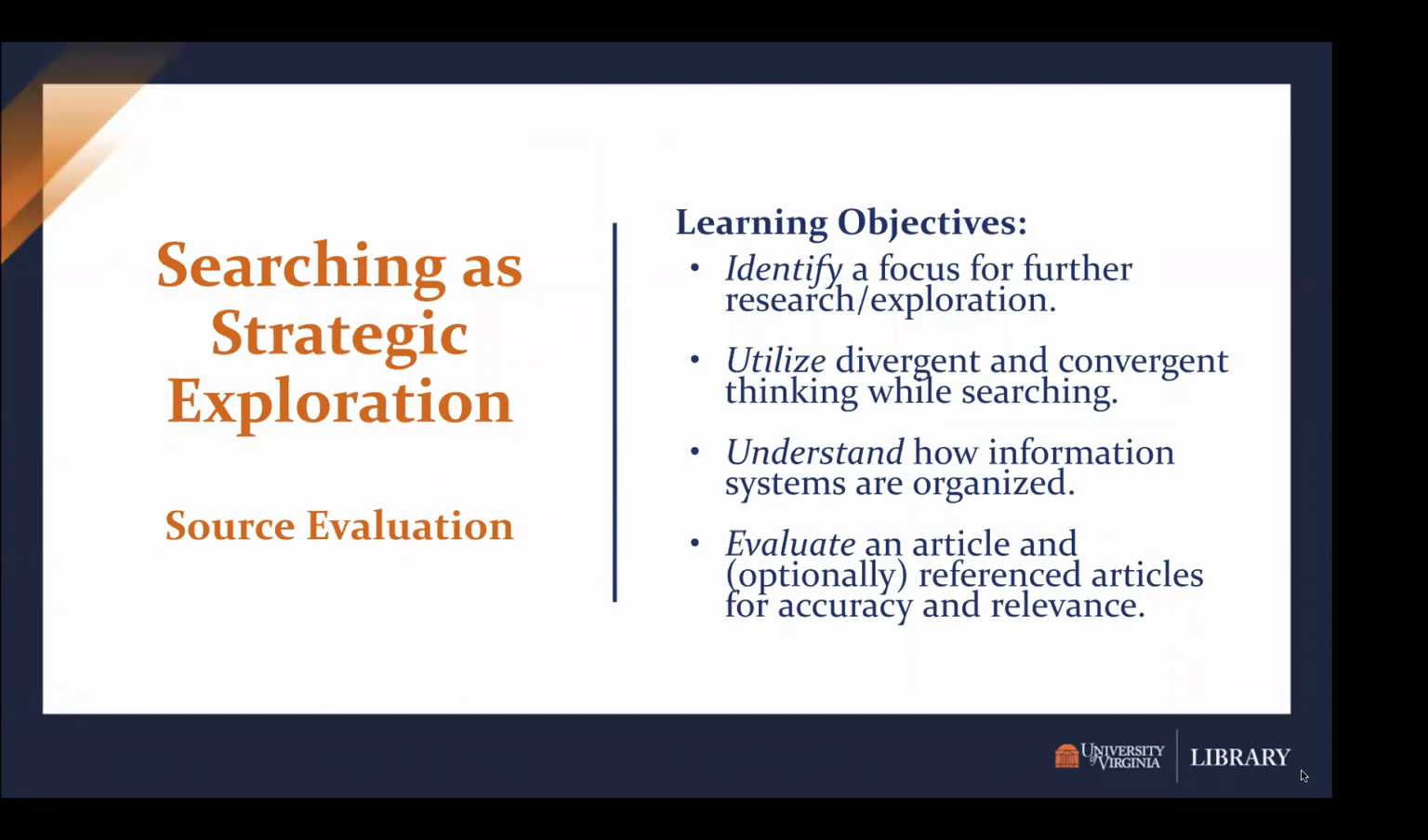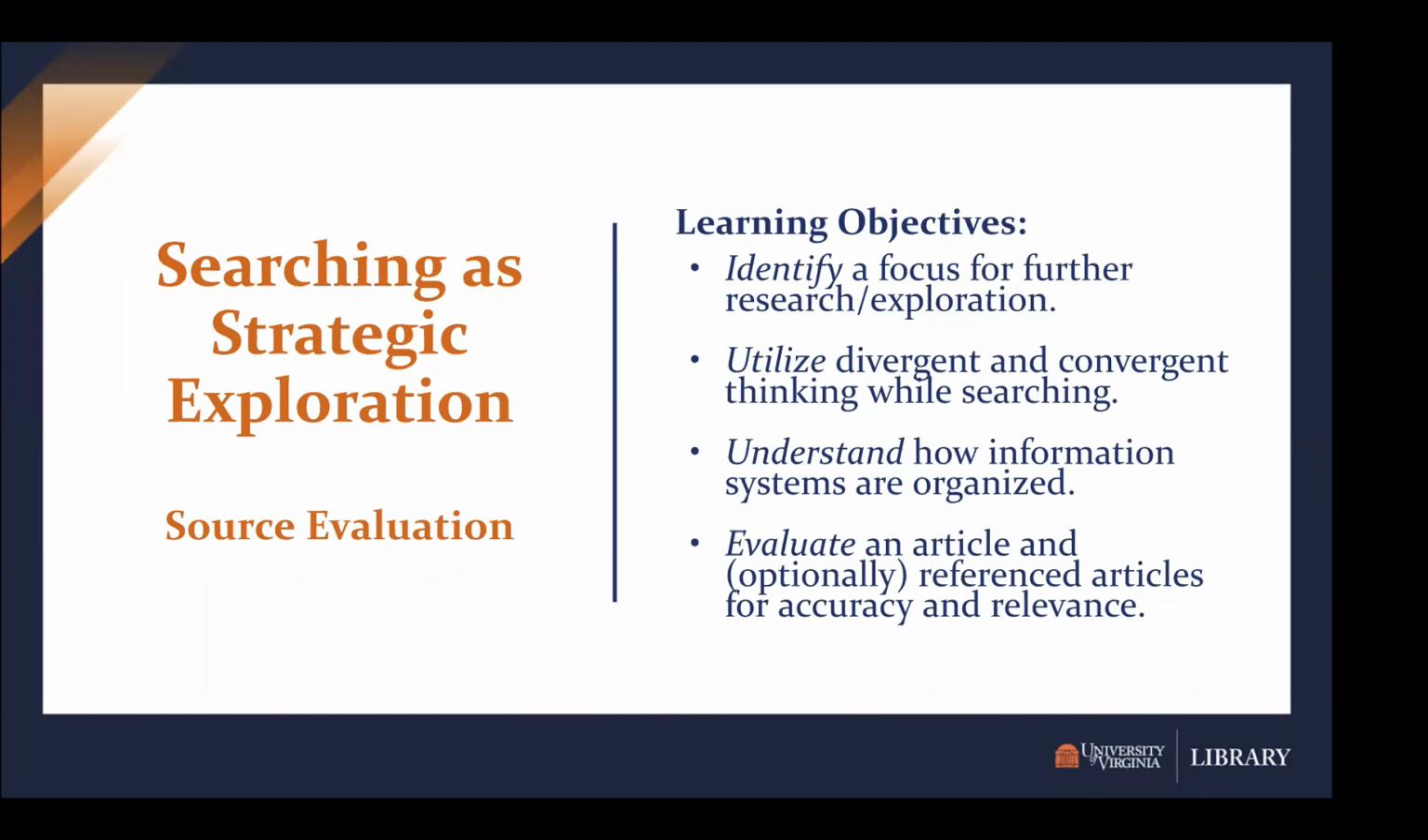And a final one-shot lesson suggestion for source evaluation with the following learning objectives: identify a focus for further research and exploration, utilize divergent and convergent thinking while searching, understand how information systems are organized, and evaluate an article and optionally referenced articles for accuracy and relevance.